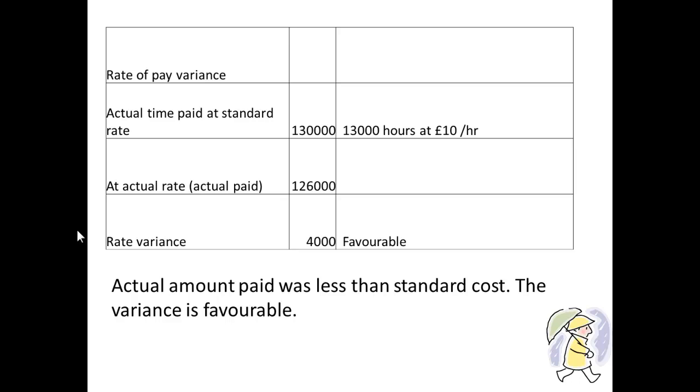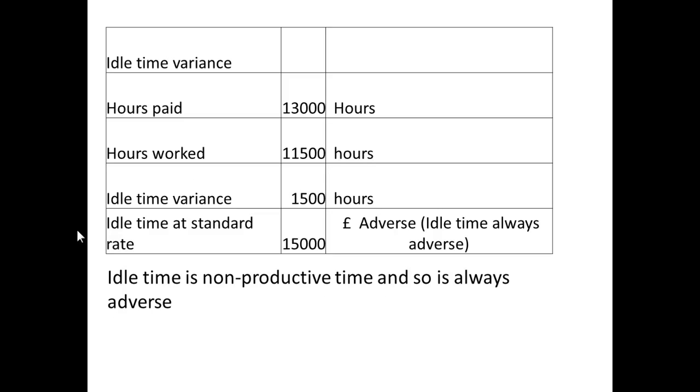So let's have a look at the rate of pay variance. The actual time paid at the standard rate should have cost 130,000, but we actually paid 126,000. So the rate variance is £4,000, and that's favourable. It's favourable because the actual amount paid was less than the standard cost.